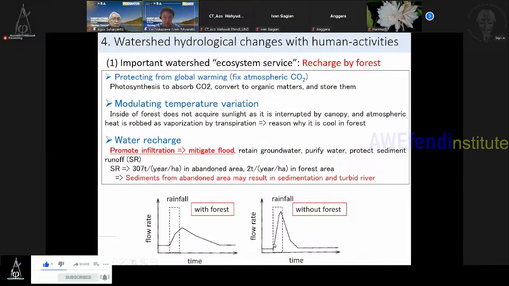But if the forest doesn't exist in the watershed, even with the same rainfall amount, the water doesn't infiltrate to the groundwater. So water goes to the surface runoff component and immediately arrives at the river and increases the river flow rate sharply like this. This is the difference in overall flow at the watershed with and without forest. So this is an important forest function or ecosystem service.